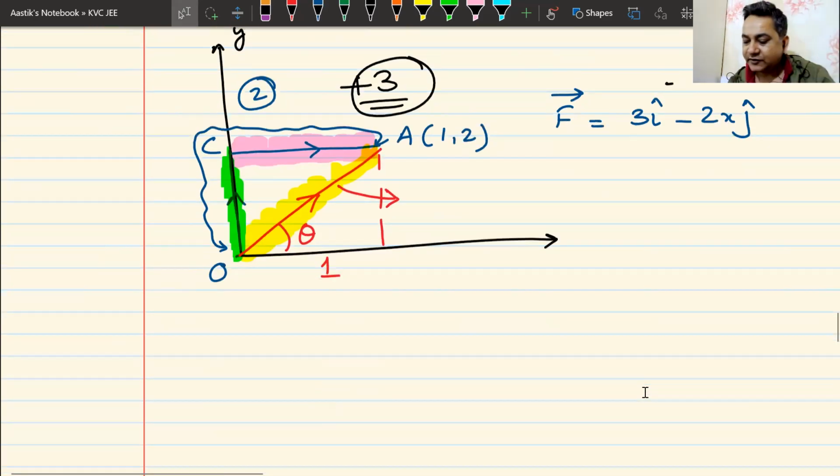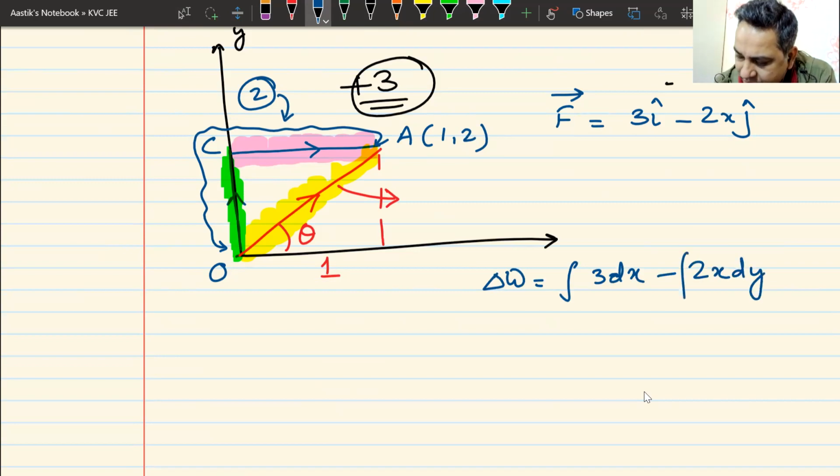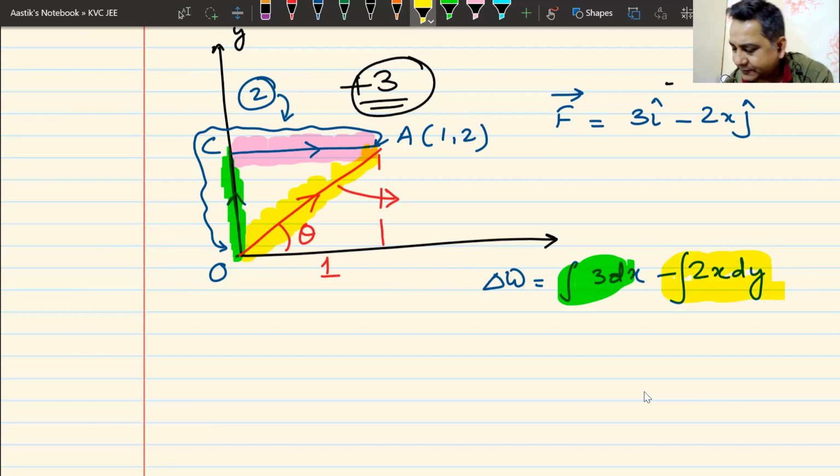Now I have to find the work done by this force in the upper path. The upper path is part number 2. How do you find it? It's very simple. Work done by this force will be the integral of 3dx minus 2x dy. You just need to integrate it. If you remember it correctly, this integral is not a problem. It can be integrated straight away, so we will not discuss this integral. The only problem in this question was the other integral, and I made a mistake in one of the things.